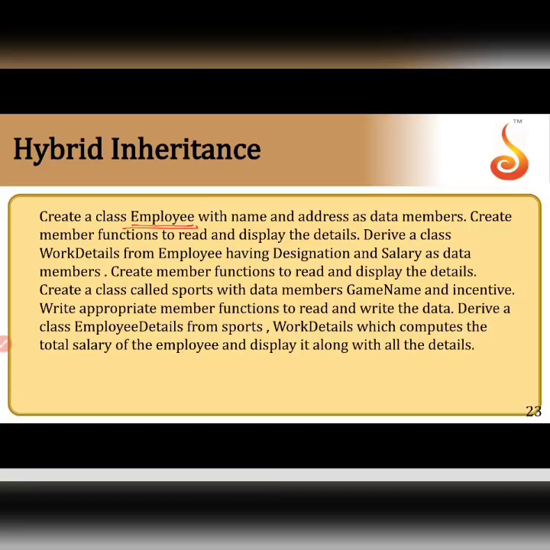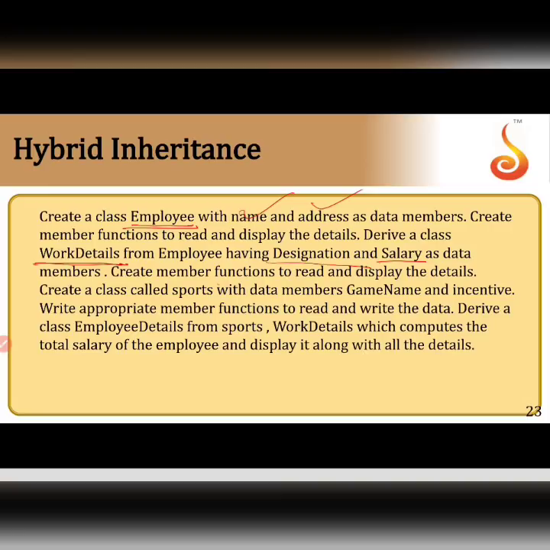Then you derive a class. So, employee is the base class. From that you are going to derive a class called work details. Work details is derived from employee, and it also has designation and salary as data members, and then you need to create member functions to take in and display those. So, employee has two data members, name and address, and you are going to derive a class work details from employee, which will have two data members, designation and salary. Whether name and address are inherited or not depends on the access specifiers, but we need to write the input and output functions either in protected or in public. After that, create member functions to read and write.